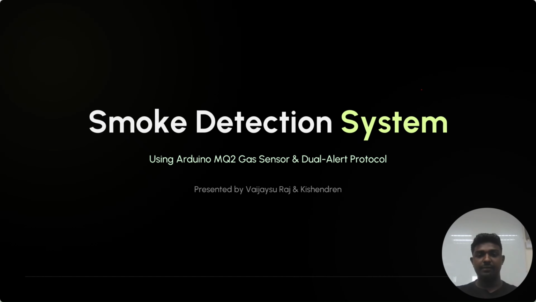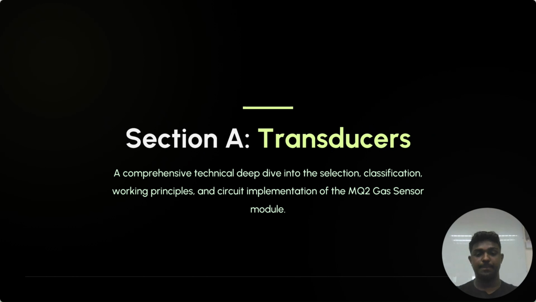Today, Kishendran and I will be presenting our instrumentation project, which is a smoke detection system using an Arduino UNO and the MQ2 gas sensor. Our goal was to build a reliable safety system that uses a dual level alert protocol to accurately detect smoke in real time. For this presentation, we are focusing specifically on section A, which covers transducers.